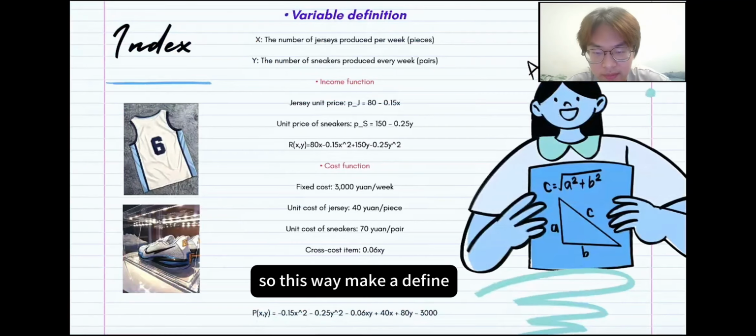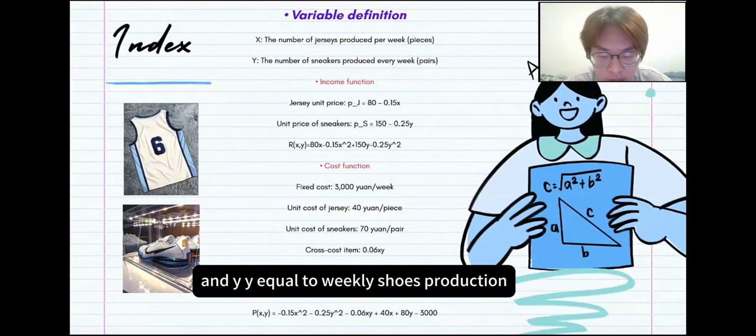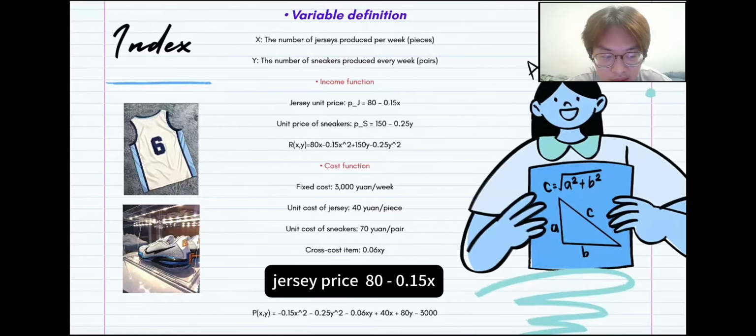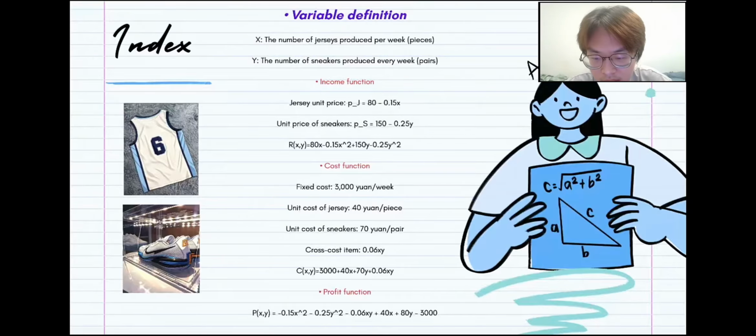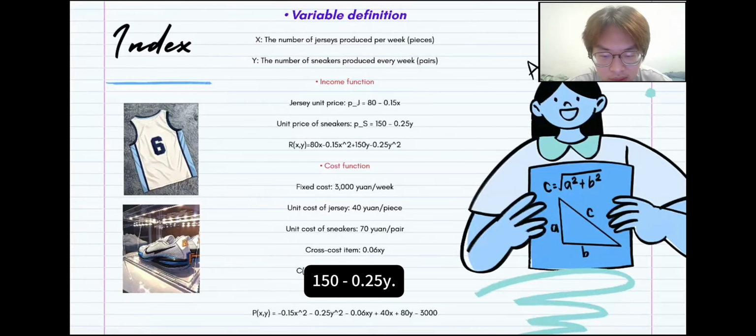So let's make a definition. We define X equal to weekly jersey production and Y equal to weekly shoe production. And revenue price drops with higher output. Jersey price is 80 subtract 0.15x and shoe price is 150 subtract 0.25y. So R(x,y) equals this.